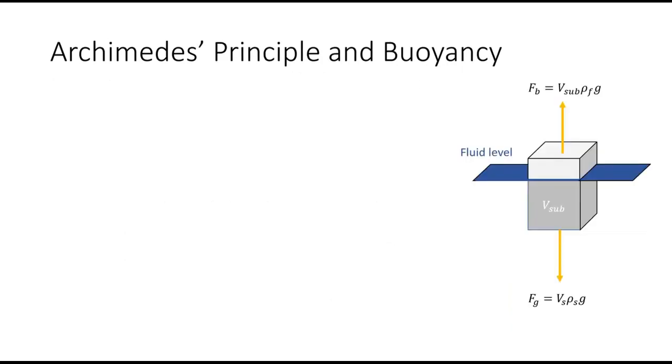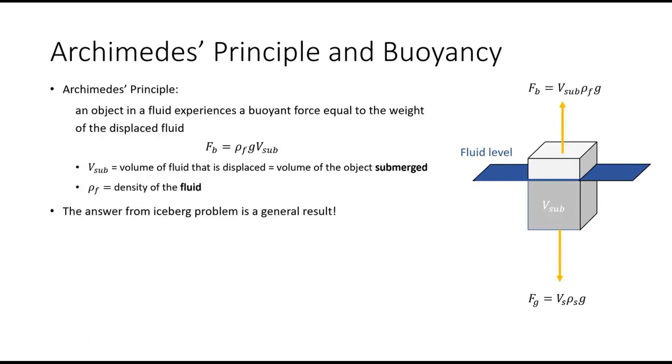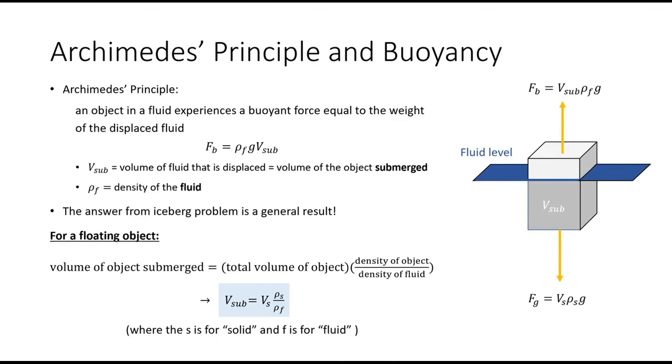This result that we came up with is a completely general result. Whenever we are thinking about a floating object, not something completely submerged, the volume of the submerged part is always going to be equal to the total volume of the object multiplied by the ratio of the densities: the density of the object divided by the density of the fluid.